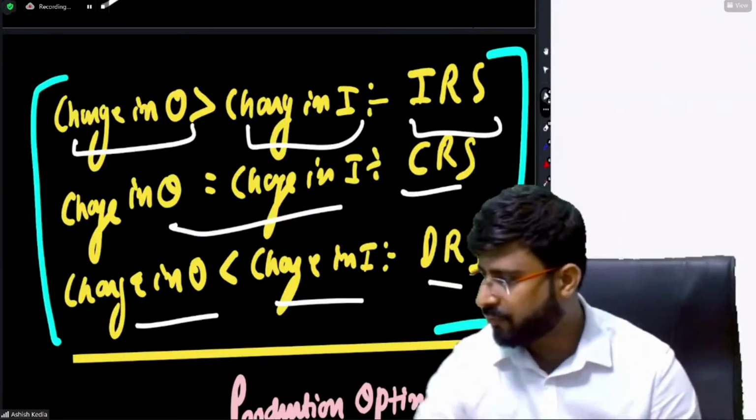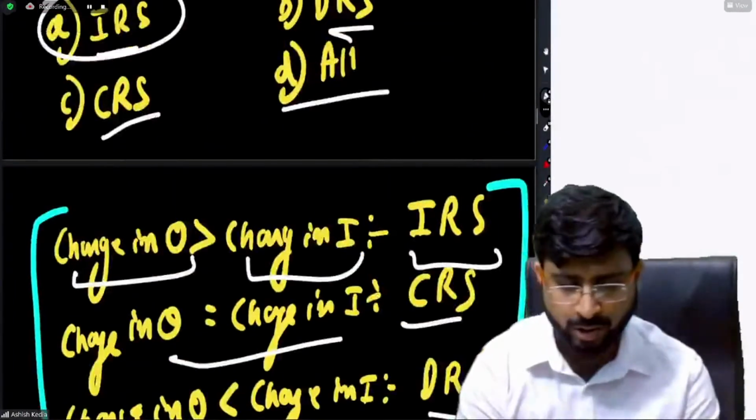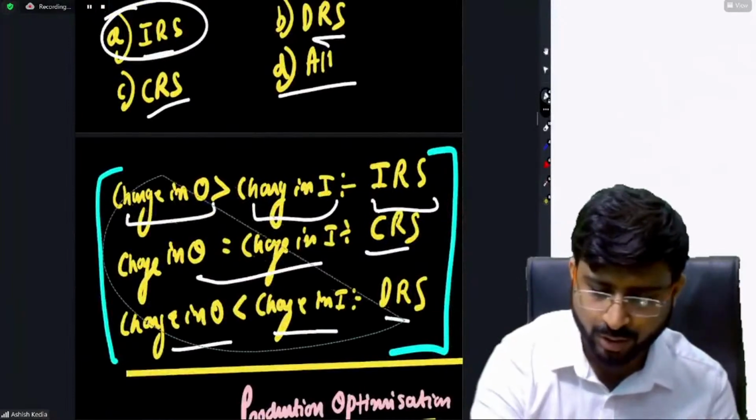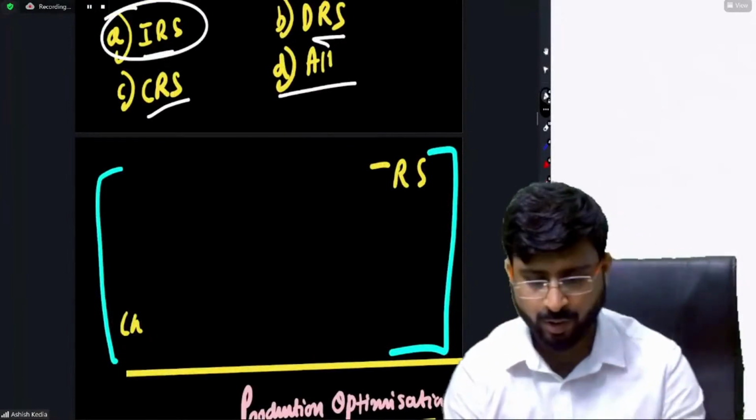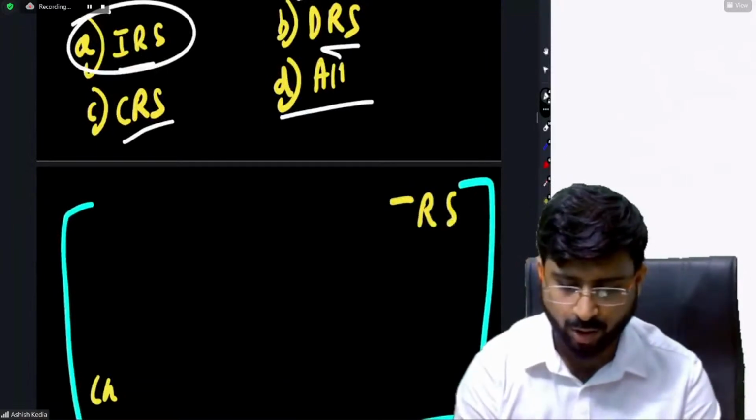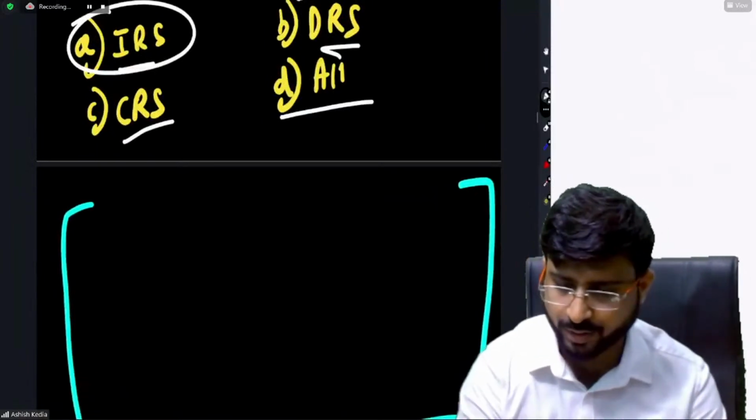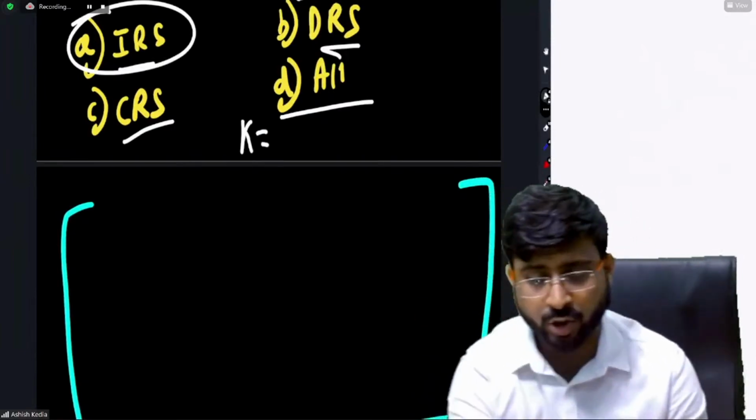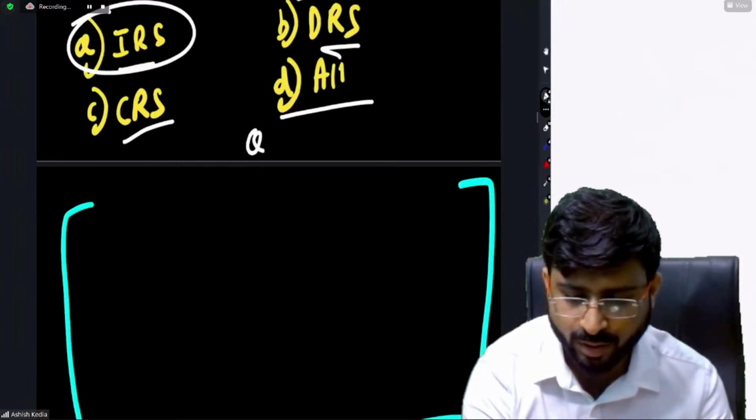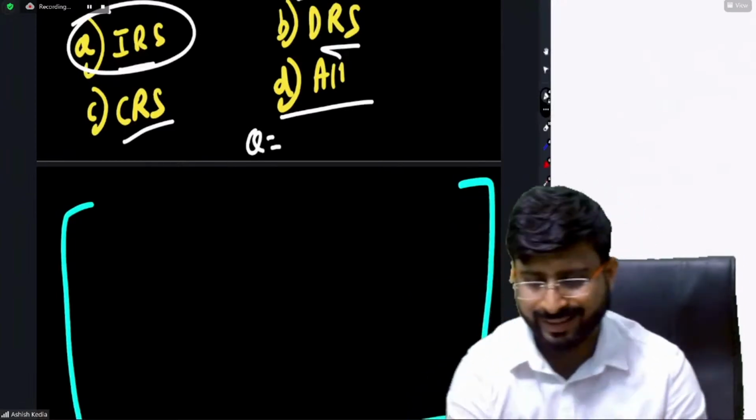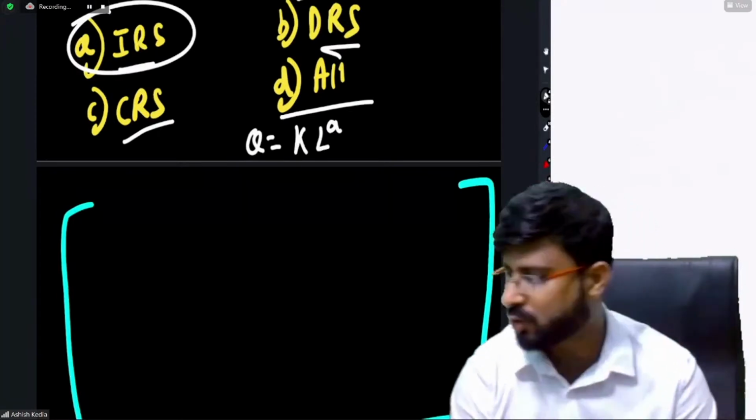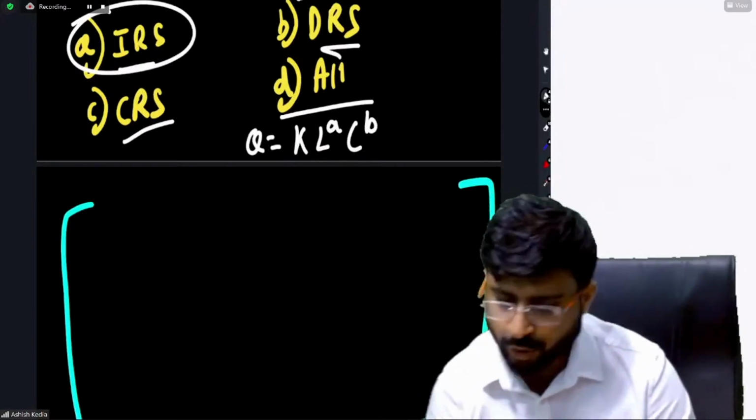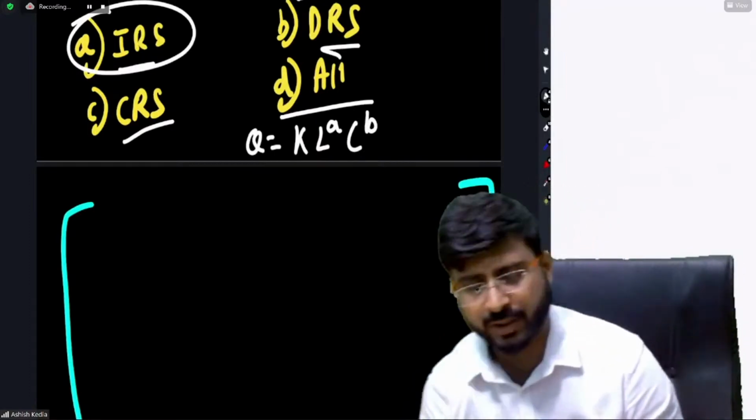So, friends, if we talk about that law, Cobb-Douglas law, then we can make one change here. You all have noted this down. So, note one more thing down. In Cobb-Douglas production function, all of you knew one thing: Q is equal to K into L to the power A, C to the power B, right? You all remembered this.